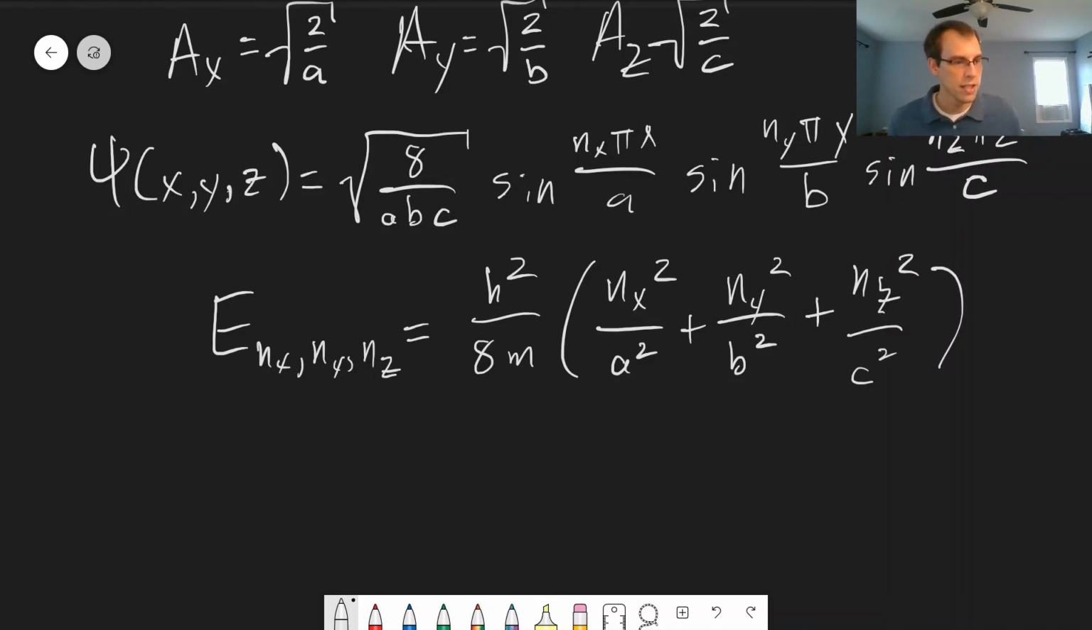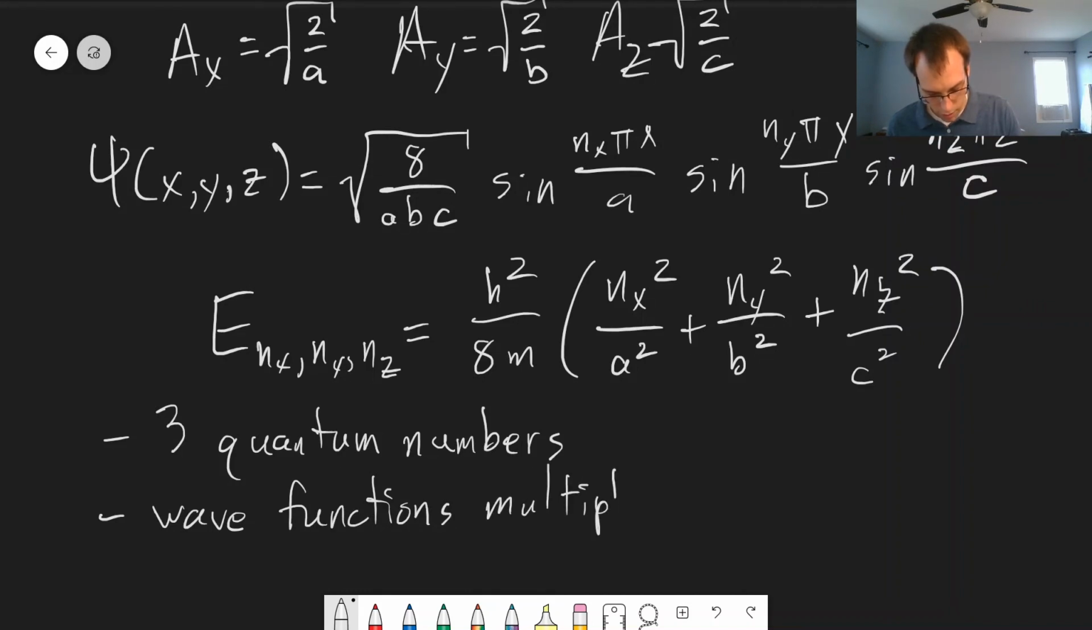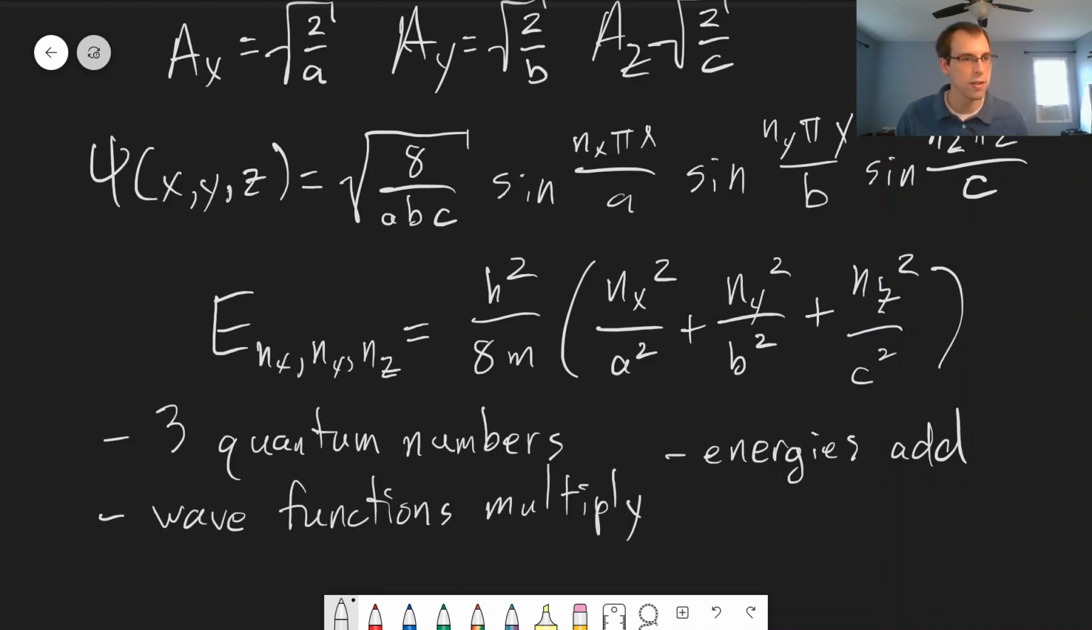Okay, and so what we see here is that because of our 3 dimensions, we now have 3 quantum numbers. This is generically true when we have multiple dimensions: when we separate out the variables, the wave functions just multiply together. We essentially have 3 one-dimensional particle in a box wave functions multiplied together to get our final solution, but the energies add. If we take those wave functions and multiply them, the energies add together. And so we've combined them into this equation that we have here.